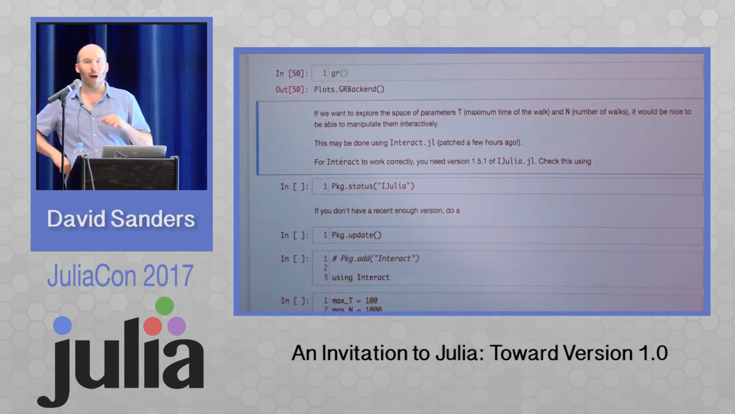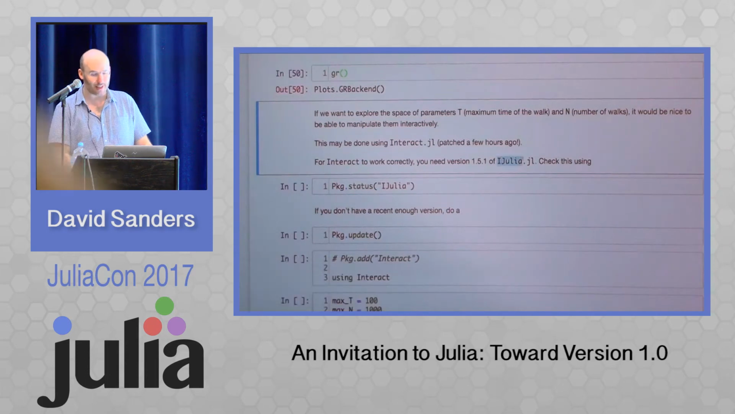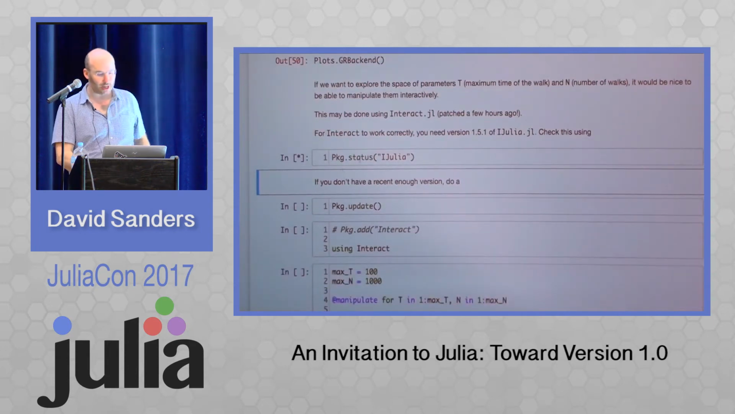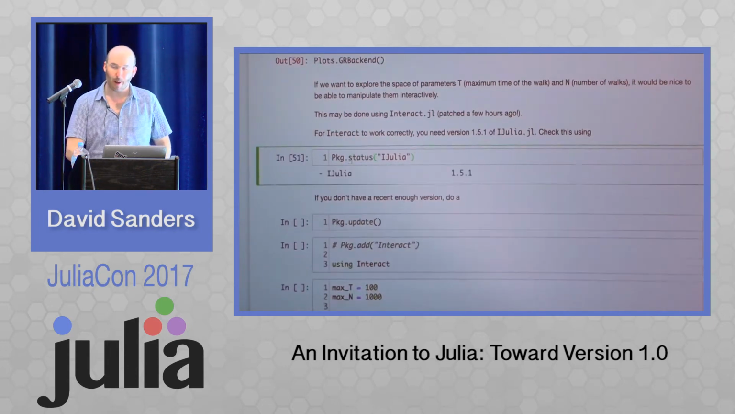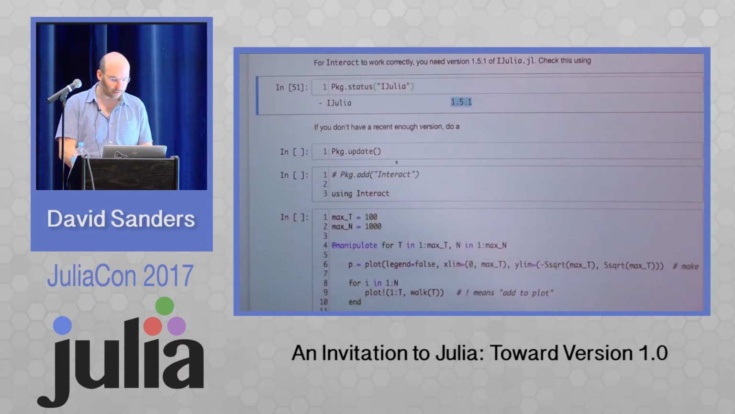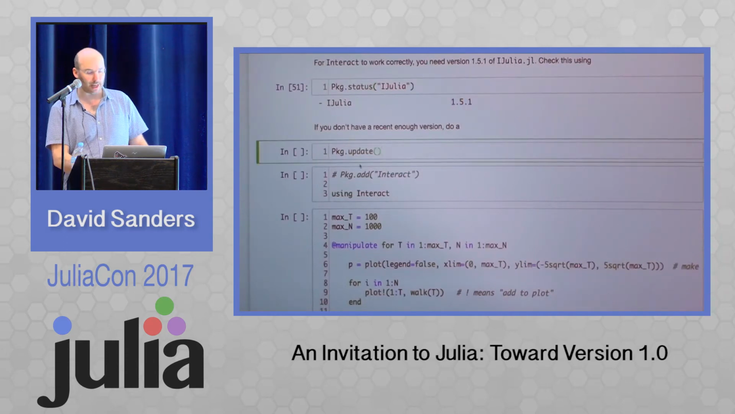So a few hours ago, like 5 or 6 this morning, Shashi, who's one of the Julia Computing developers, patched an important package called Interact.jl. Well, actually, he patched IJulia, this interface with the notebook, so that Interact would work. So if you've already previously installed IJulia, you can check which version you have with this Pkg.status command, and you'll need 1.5.1 for the following thing to work. If you don't have a recent enough one, you can update all your packages with Pkg.update.